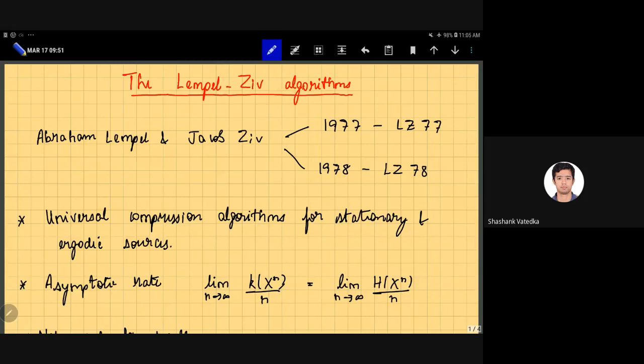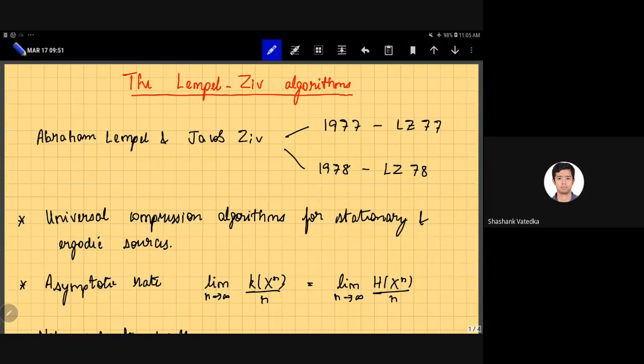So for a long time, people used approaches similar to Huffman codes or Shannon codes or Shannon-Fano codes in order to design compressors even for sources with memory. But then in 1977 and 1978, Abraham Lempel and Jacob Ziv introduced a class of algorithms, which are now called the Lempel-Ziv algorithms after them. And these are universal compression algorithms for stationary and ergodic sources. Firstly, they achieve an asymptotic rate equal to the entropy rate of the stationary and ergodic source.